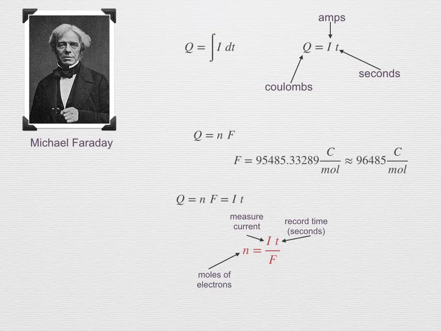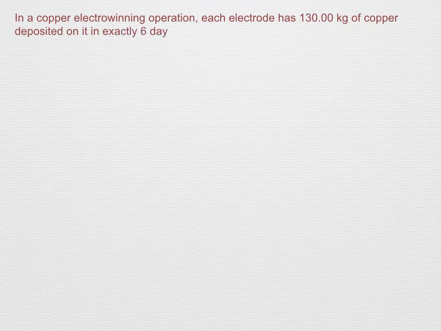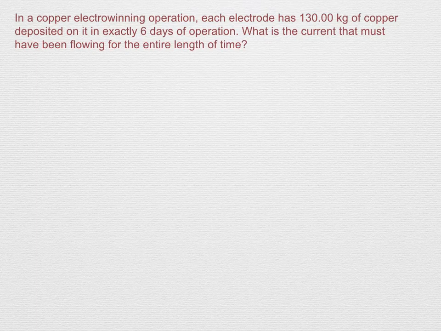Here is an example. In a copper electrowinning operation, each electrode has 130 kilograms of copper deposited on it in exactly 6 days of operation. What is the current that must have been flowing for the entire length of time? We need to find the total charge that must have flowed and the time. With that, we can find the current.